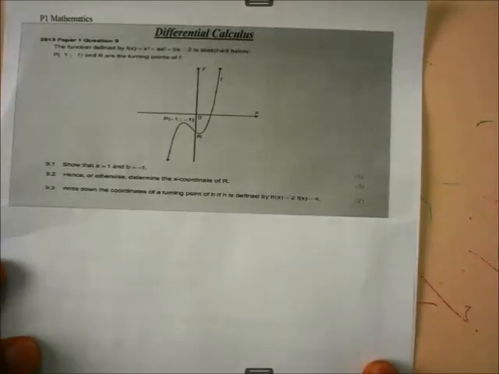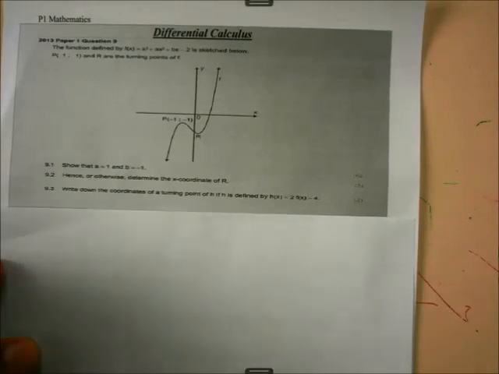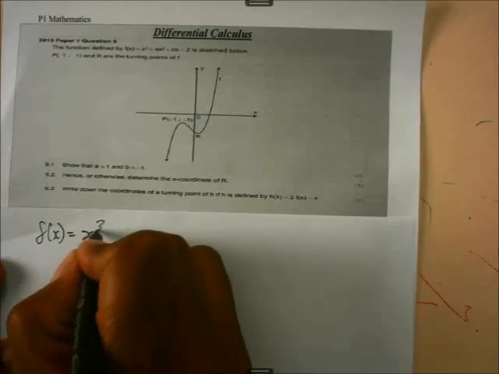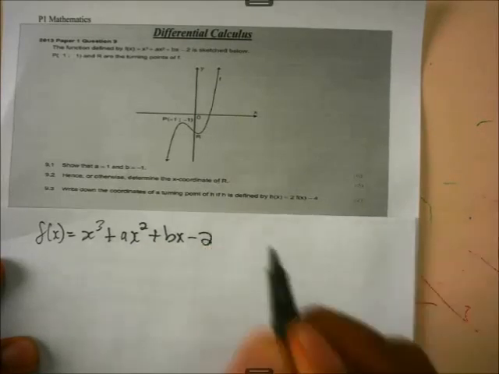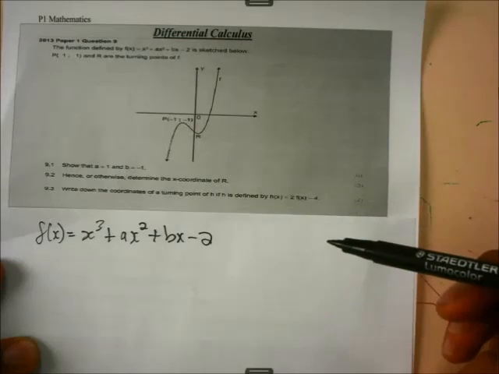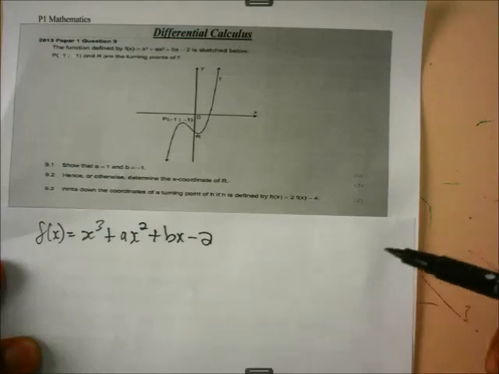Look at this one, 2013 paper 1, question 9. The function here is defined by f of x equals x to the power of 3 plus ax squared plus bx minus 2, and it is sketched below. P and R are turning points of f, but we only have P, whose x coordinate is 1 and y coordinate is also 1. We don't know the coordinates of R.